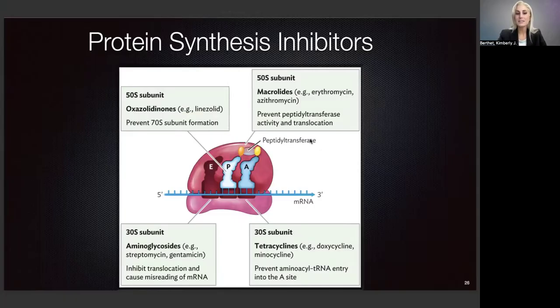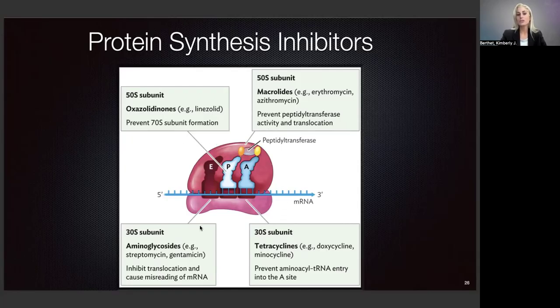Let's look at protein synthesis. So here we're targeting the ribosome itself. The ribosome has two components. It has a 50S subunit, the larger one on top, which is a sedimentation rate, and the 30S subunit found at the bottom. We have specific antibiotics that work on the 50S, specific ones that work on the 30S, like tetracycline and aminoglycosides on the 30S, or macrolides on the 50S. All of these are going to prevent protein synthesis.